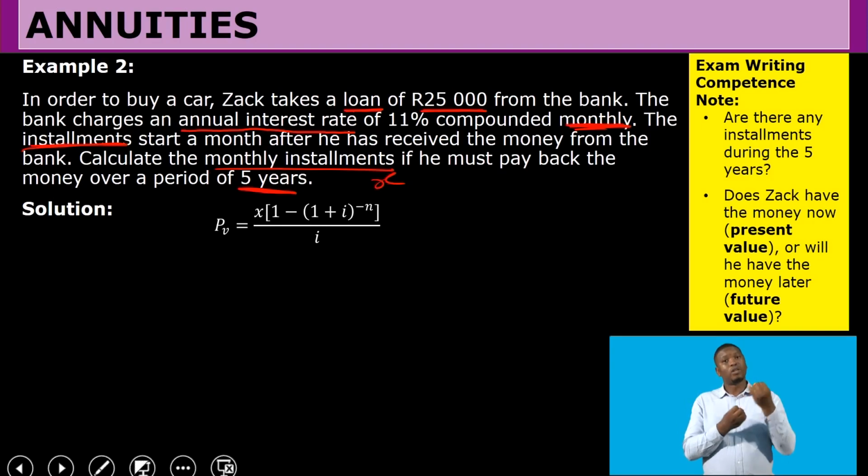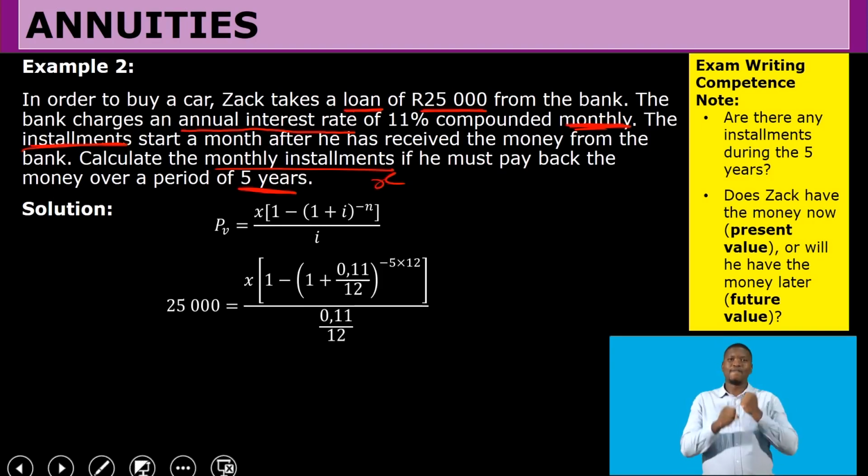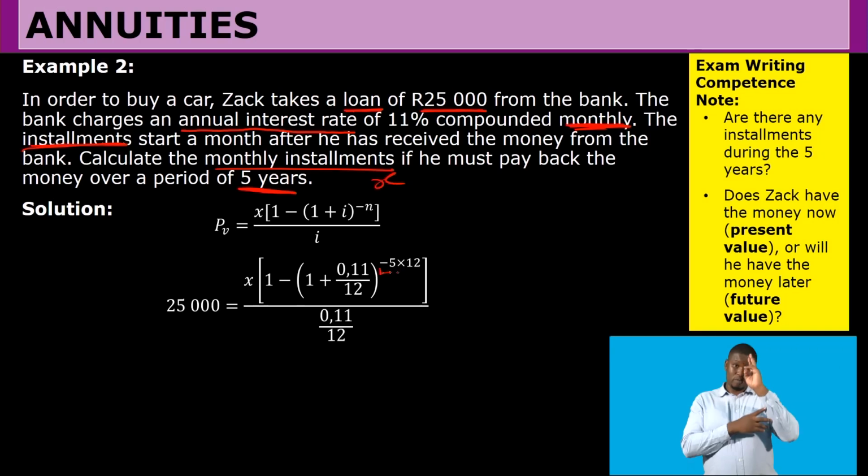The interest will be charged, and that will be 5 years. But remember, the interest will be charged 12 times each year, which is 5 multiplied by 12. And remember, our interest is, yes, per annum, but because it's compounded monthly, it will be divided within those 12 months, which is divided by 12.